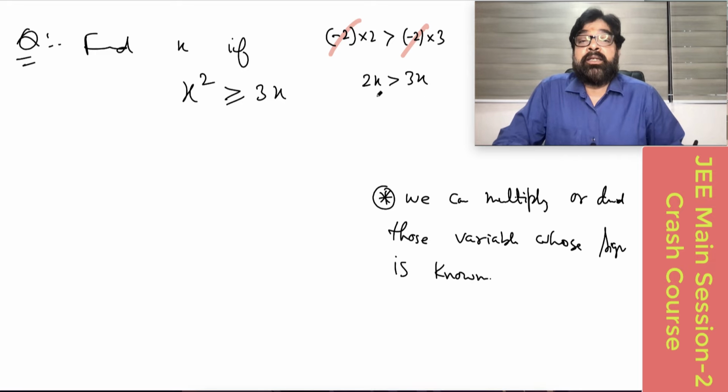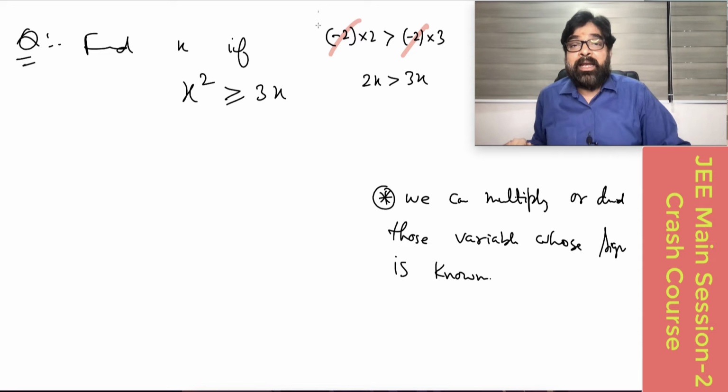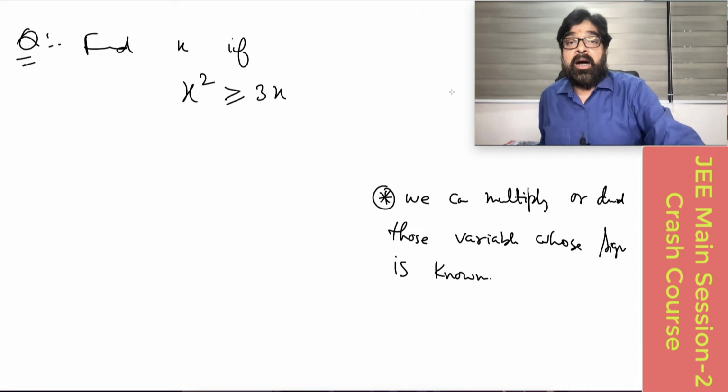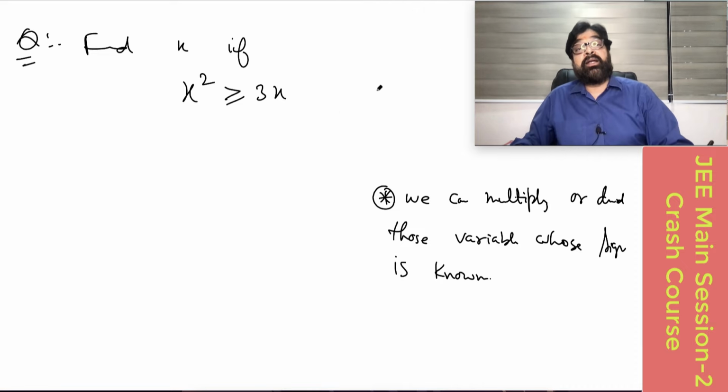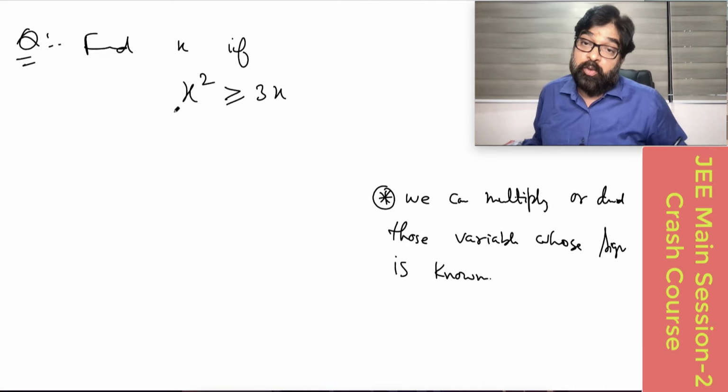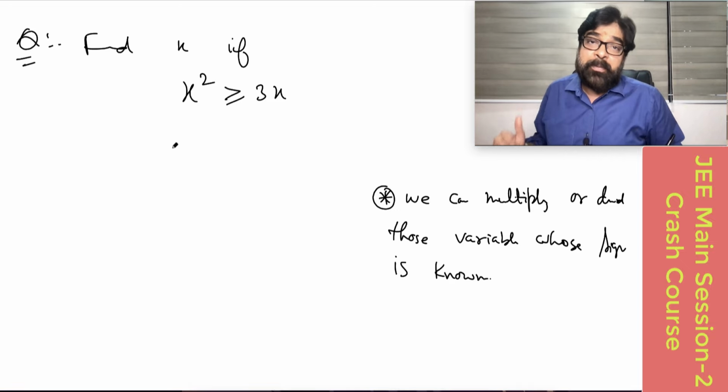And you say that x cancels. It will be totally a problem. Understood my point? So always remember, you cannot cancel or multiply or divide a quantity whose sign is not known. Here the sign of x is not known, so you cannot cancel. What will happen if you cancel? You will get an incomplete answer. Do you understand? So how to do it?